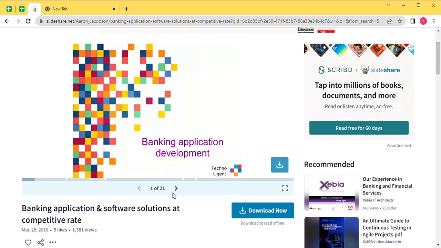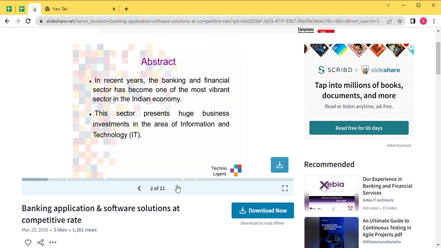Today my topic is banking application development. Abstract: in recent years, the banking and financial sector has become one of the most vibrant sectors in the Indian economy. This sector presents huge business investments in the area of information and technology.